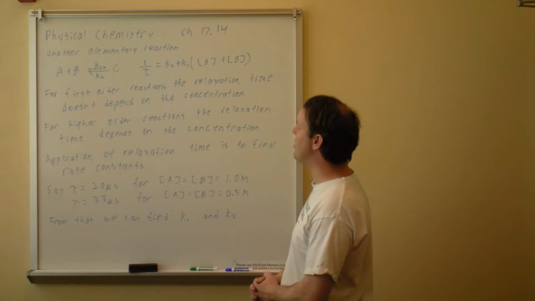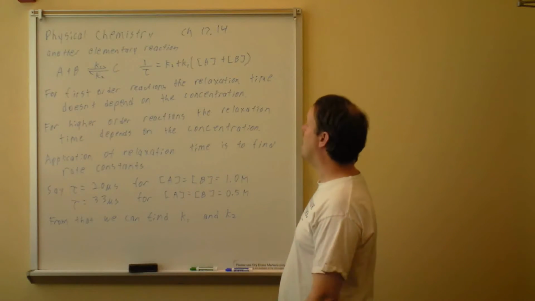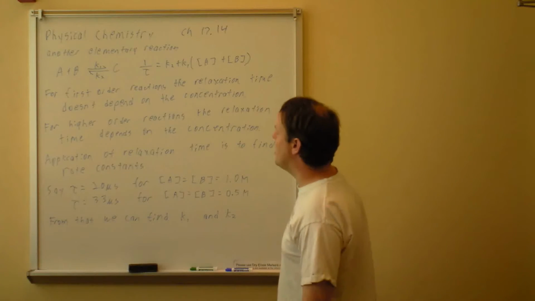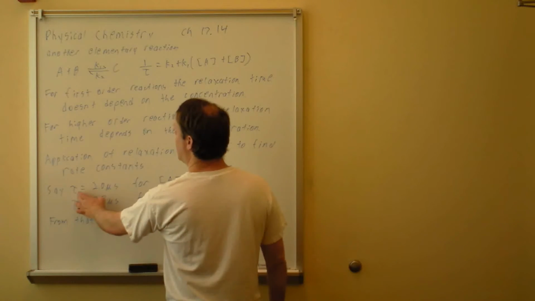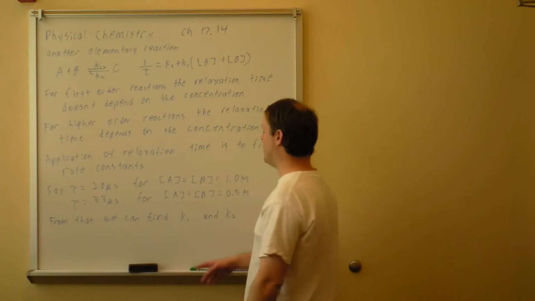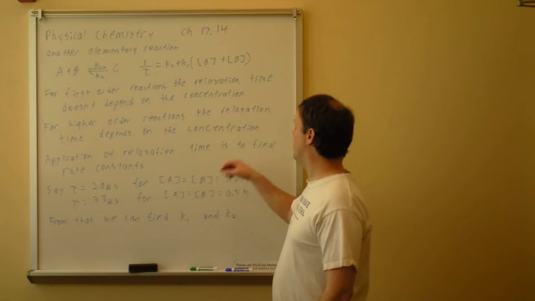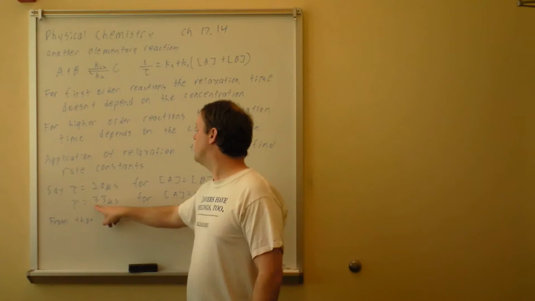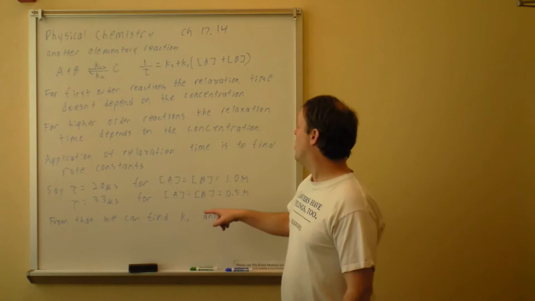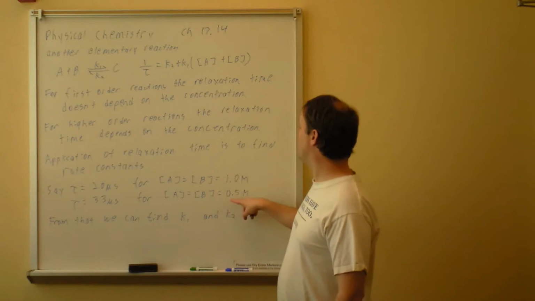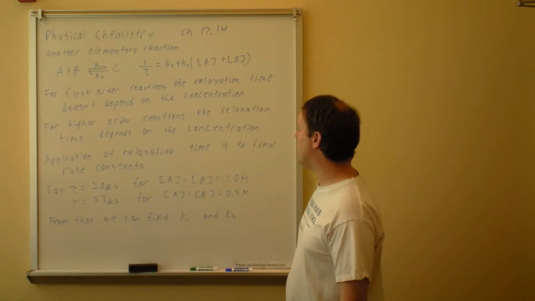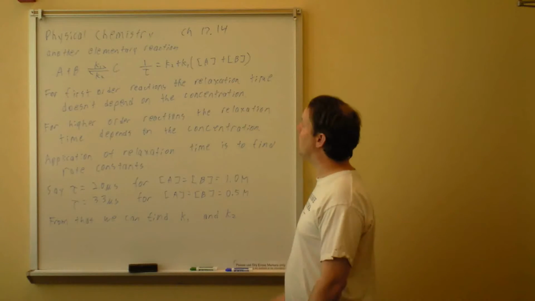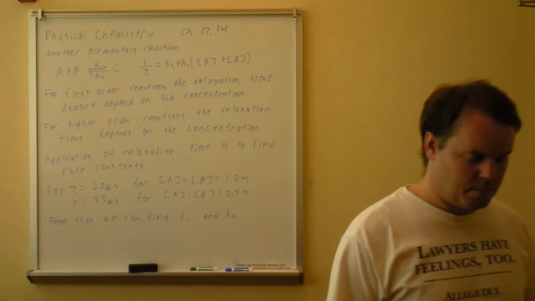Now, the application of the relaxation time, like we said at the beginning of this section, is to find the rate constants. Here's an example. Let's say we have tau of 2.0 microseconds when the concentration of A and the concentration of B are each equal to 1 molar. But then we have a tau equal to 3.3 microseconds when the concentration of A and the concentration of B are each equal to 0.5 molar. Now from this, we're able to find K1 and K2. On the next slide, I'll show you how.